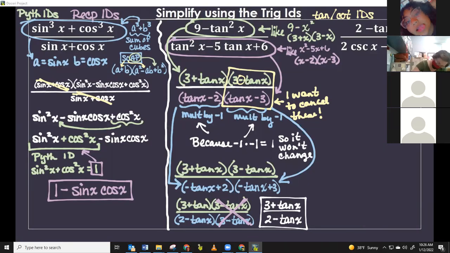Let's look at one more here, and then we're going to start to dig into some verify problems, and we'll keep verifying tomorrow. On this last one that I'm looking at, does it look like I can factor anything? Do we have any squareds that look like I might be able to factor? No. So if I can't factor anything, I'm going to write everything in sines and cosines.